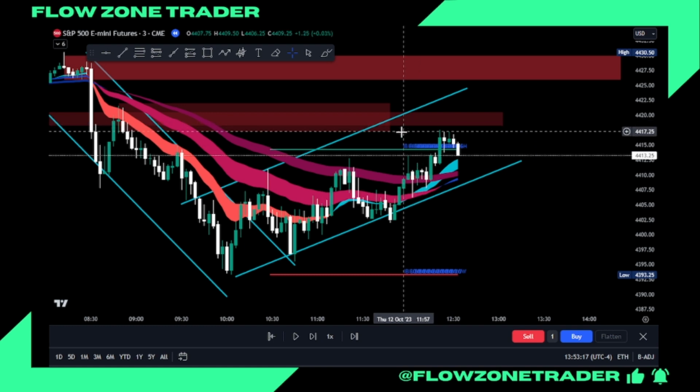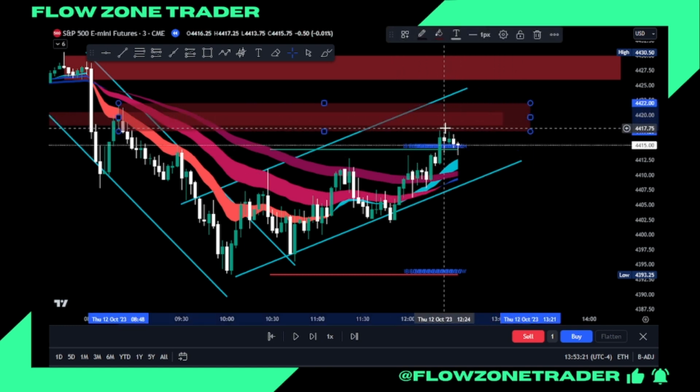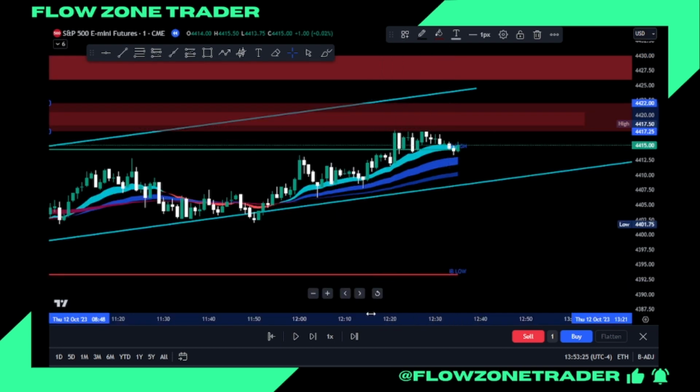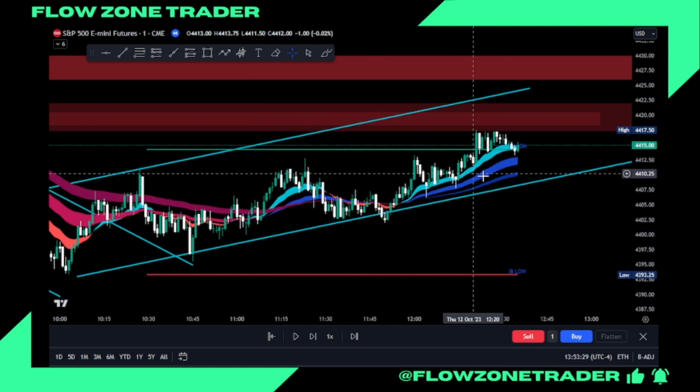So we're starting to fail in front of this supply zone. I can pull this out. So we did just tag it. Okay, so at this point I'm going to go down to a 1 minute chart. And as you can see, it's been holding these flow zones, bullish for the last hour or so.